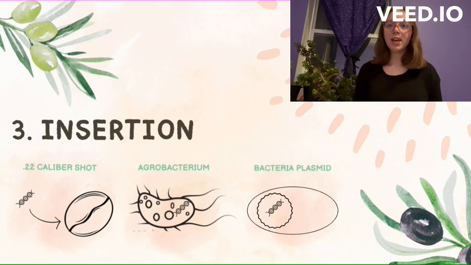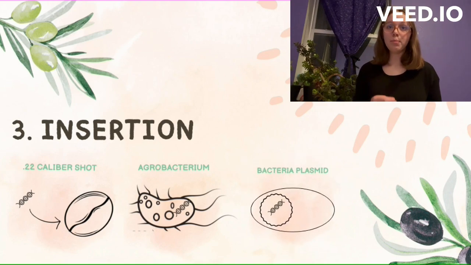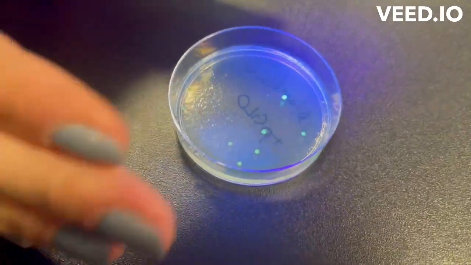One other technique is using enzymes to cut and paste DNA into a plasmid that's then inserted into bacteria, which then can be introduced into a plant genome. Side note, I've done that one before and it's very cool. It's green, we did it.